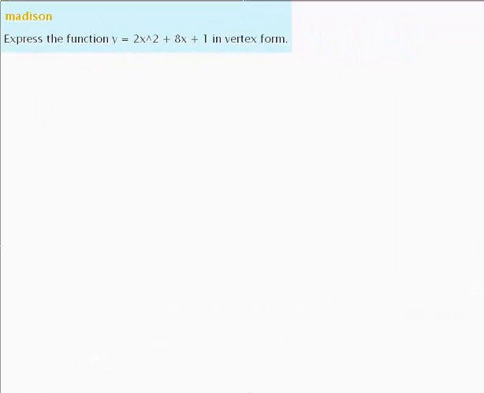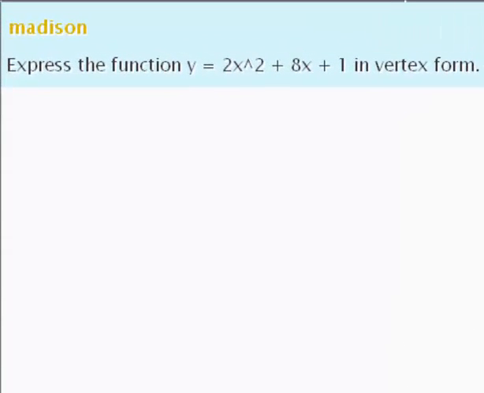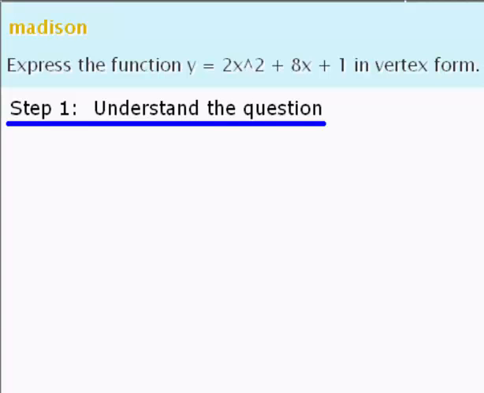Today I'll be solving a question that was posed by Madison, and the question reads: express the function y equals 2x squared plus 8x plus 1 in vertex form. So as always, I'll be breaking down the questions into steps, starting with understanding the question.